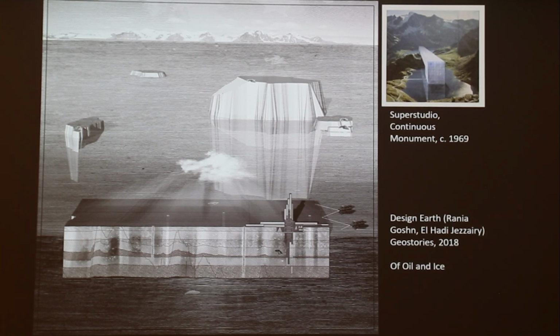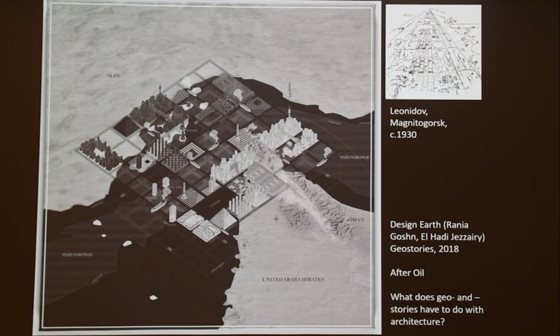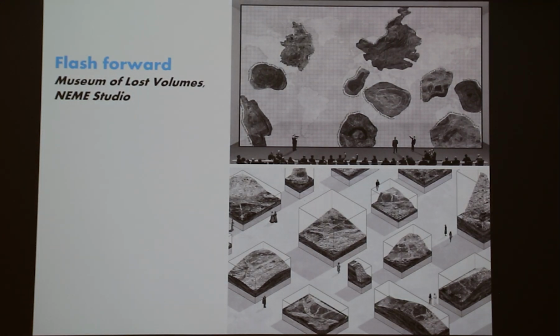So this, for instance, can be related to Superstudio's Continuous Monument of one sort. This can be related to earlier drawings of, for instance, Magnitogorsk, another kind of mega energy project, one could say extraction project in the 30s. Or in the case of Nimley Studio, Delirious New York, City of the Captive Globe, now turned into this kind of extraction site.